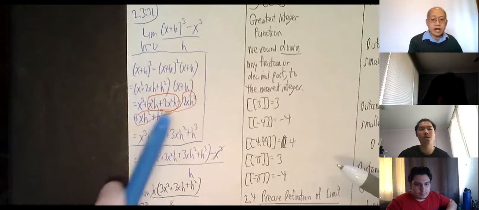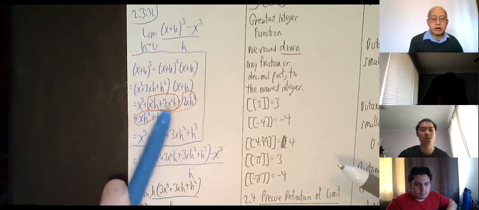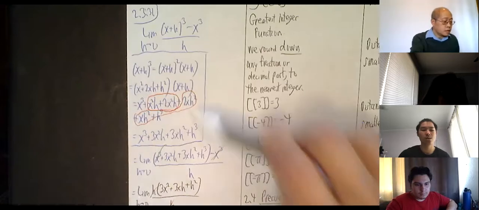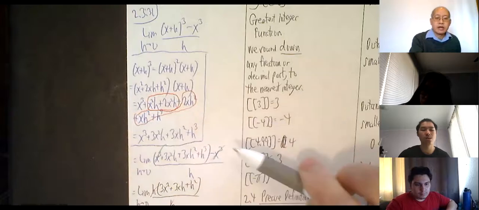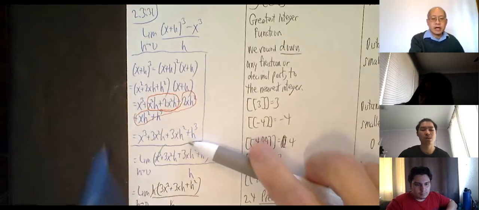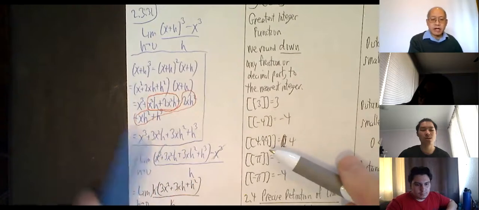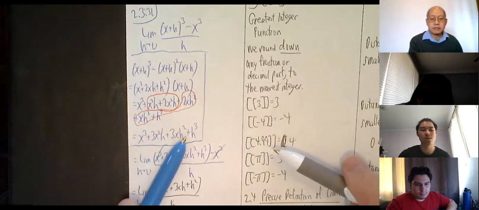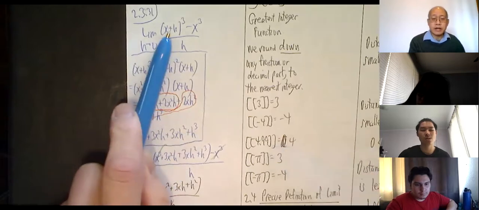Combine like terms, the things I have circled here. x squared h plus 2x squared h is 3x squared h. Similarly, 2xh squared plus 1xh squared is 3xh squared. And x cubed doesn't combine with anything. h cubed doesn't combine with anything. So this mess right here is (x plus h) cubed: x cubed plus 3x squared h plus 3xh squared plus h cubed. I'm going to plug all of this in.